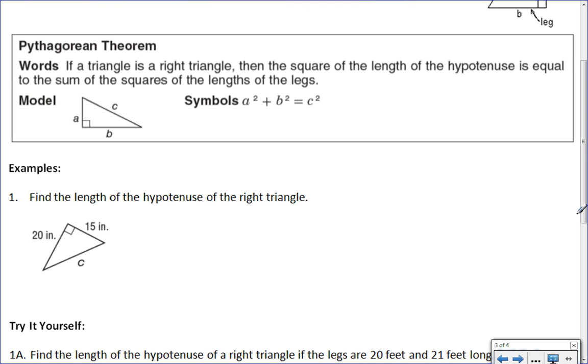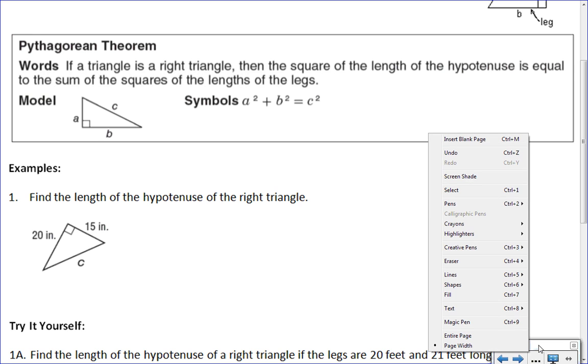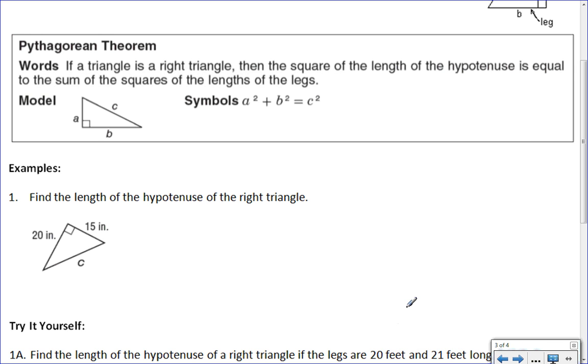So example 1 says to find the length of the hypotenuse of the right triangle. The very first thing that you need to do before you use the Pythagorean theorem is make sure that you have a right triangle, which we do. Here's the right angle. And once you've identified the right angle, we need to make sure we know which sides are the legs and which one is the hypotenuse. There are two ways to do this. One is to look at what sides form the right angle. Those will be the legs.